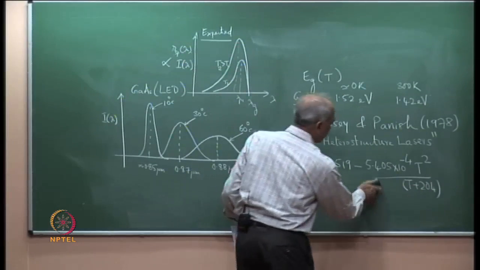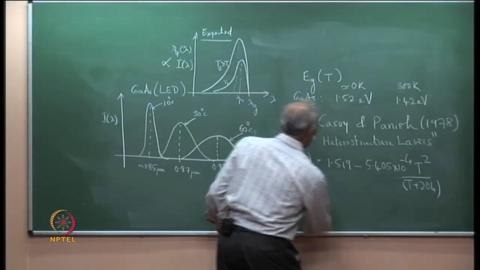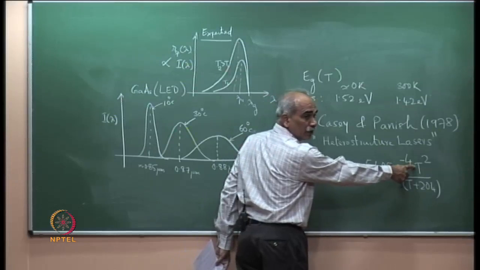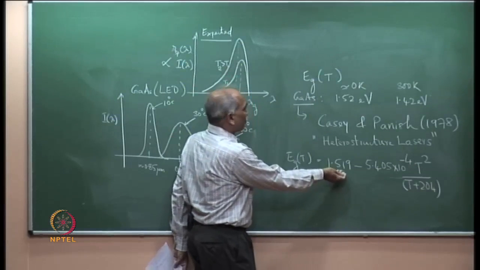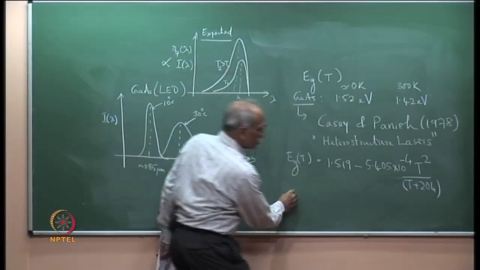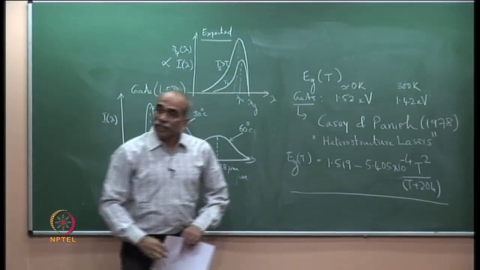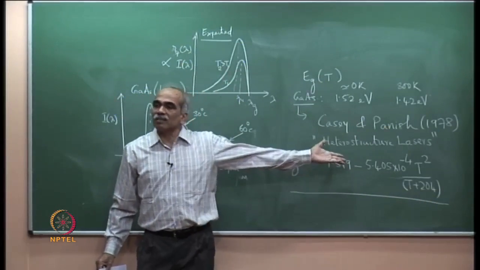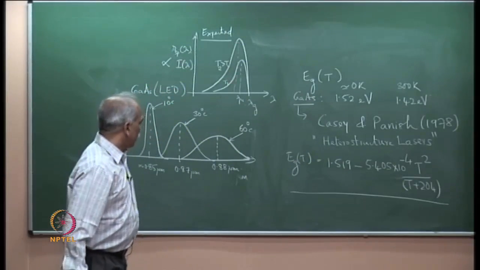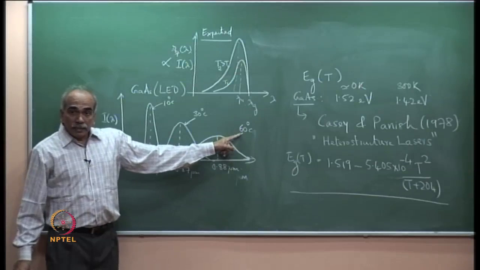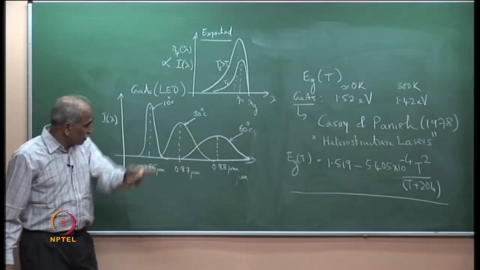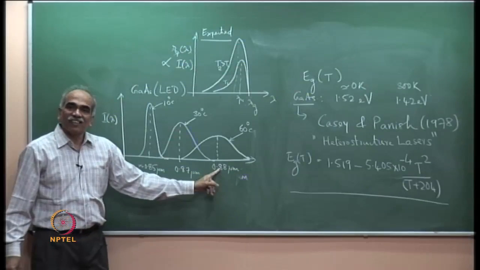T plus 204. So what you see is, as temperature, this is at 0 K, put T equal to 0 and this is 1.519. That's what I have written here, approximately 1.52. So what you see is the band gap decreases with temperature for a semiconductor. As temperature increases, band gap decreases, means the energy decreases. That is why the wavelength is increasing.